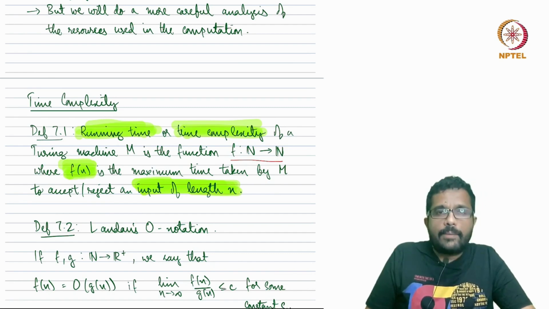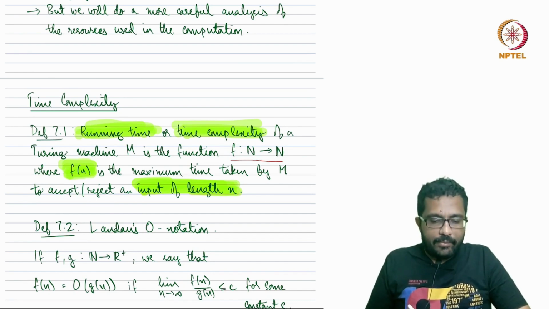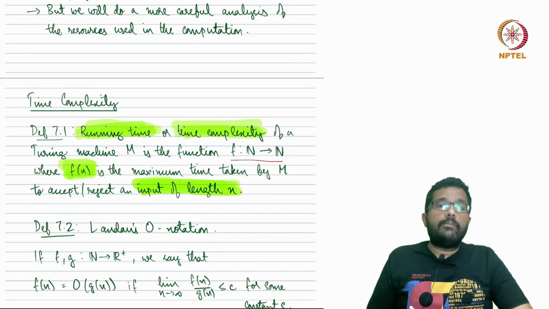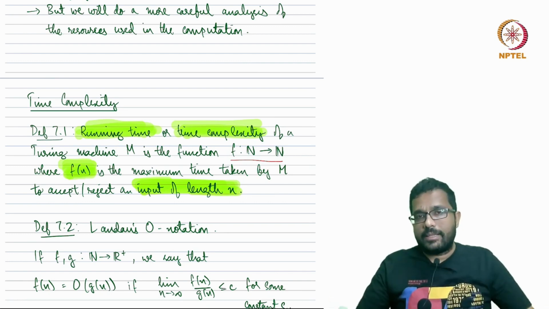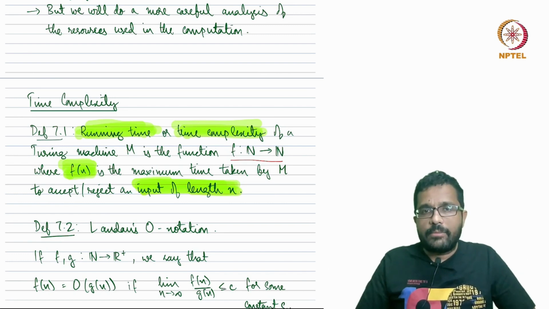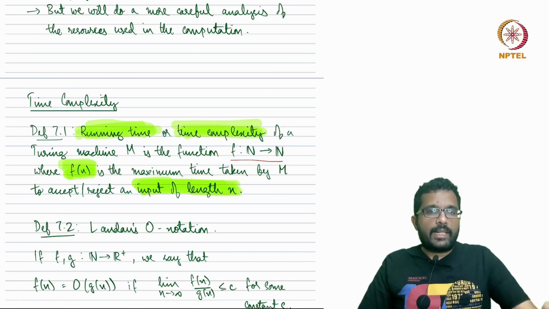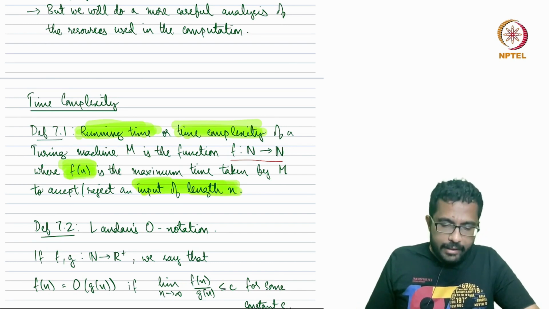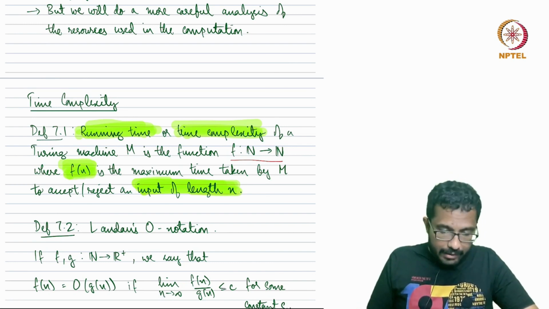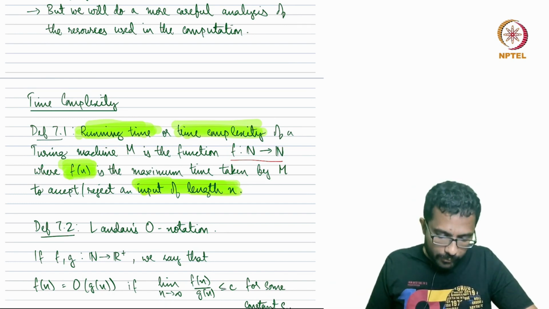where f(n) is the maximum time taken by the Turing machine to decide an input of length n. Different inputs of the same length may take different time. If that is the case, we take the maximum. If they are all the same, then the maximum is also the same. So given an input of a certain length, we want to know the maximum time it takes, and that is our time complexity. First we will be mostly looking at deterministic Turing machines. Later we'll define similar things for non-deterministic Turing machines as well.